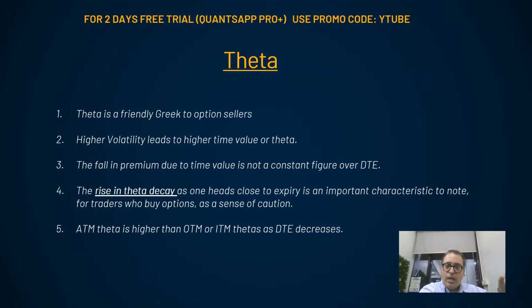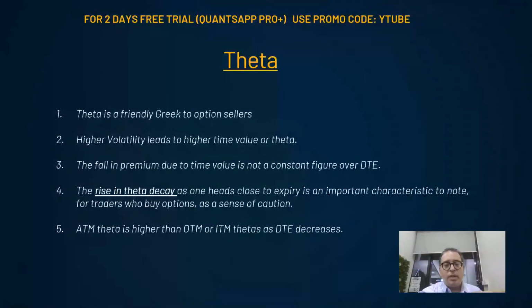Higher volatility leads to higher time value and higher theta. The fall in premium due to time value is not a constant. Obviously, it won't be a constant. On a day to day basis, the theta value varies. And the rise in theta decay is maximum towards the expiry. Close to the expiry, you have theta values also moving up, which hits you on a long position of options.